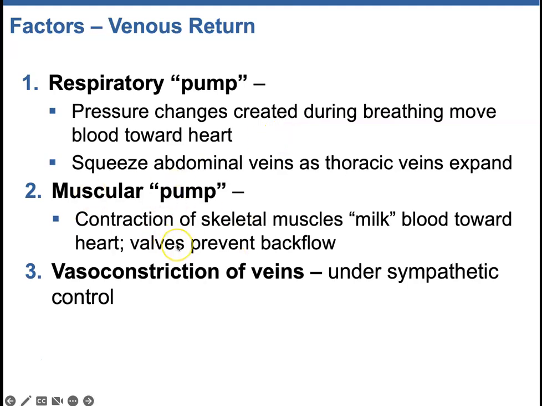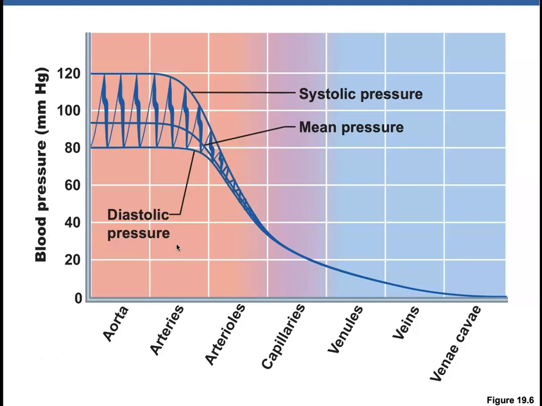Then in the periphery as well, we have a muscular pump. When your skeletal muscle is active, it creates pressure from the skeletal muscle onto the veins and helps push the blood through. And then there are valves that help prevent the backflow. And then the veins themselves, remember, are under sympathetic control, which have a pressure gradient.